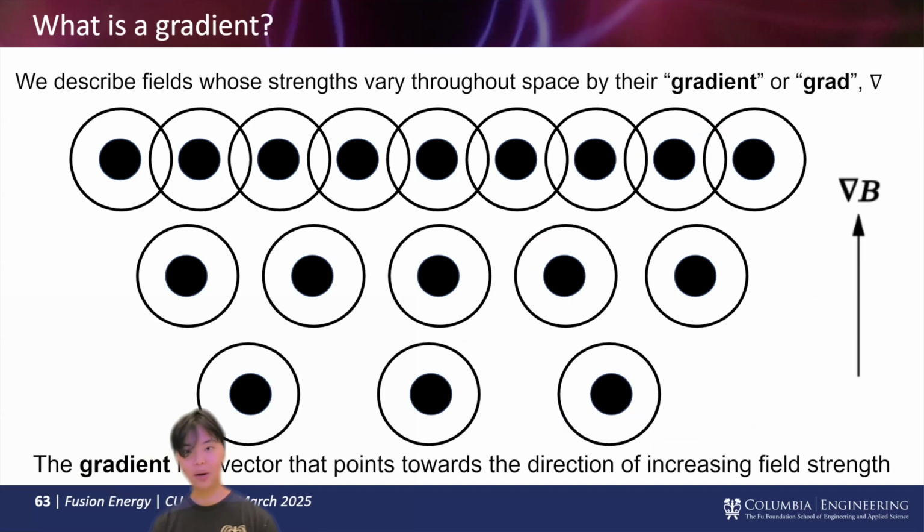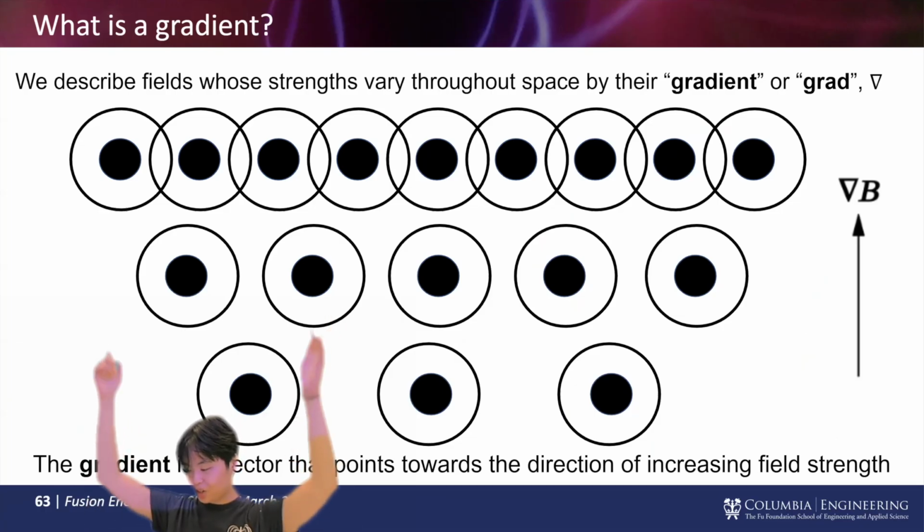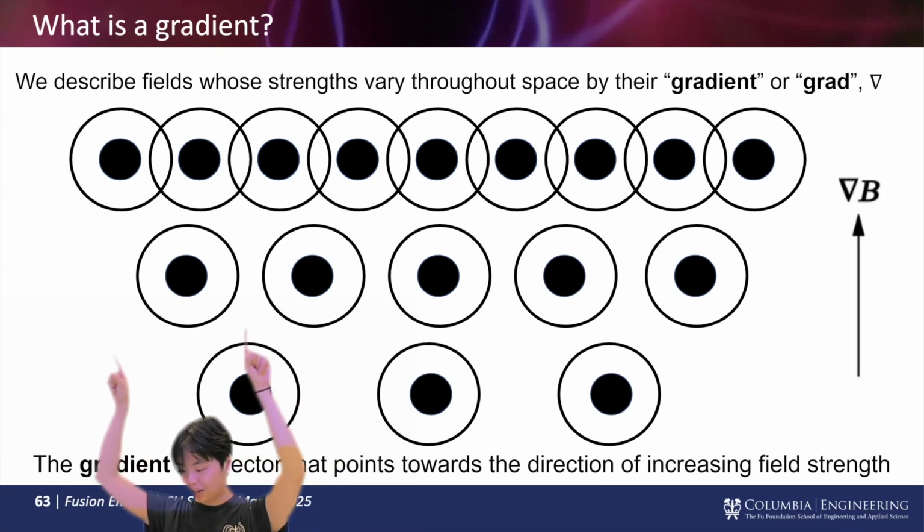Oh, sorry. Something important to note is this math concept called a gradient. A gradient is how we describe fields where strength is changing throughout space. I like to think about the gradient as a slope, because it is very similar. It points in the direction of increasing field strength, just like a slope if it could have a direction. So you can see in this direction, it points from weaker to stronger. So my grad B points up, right?